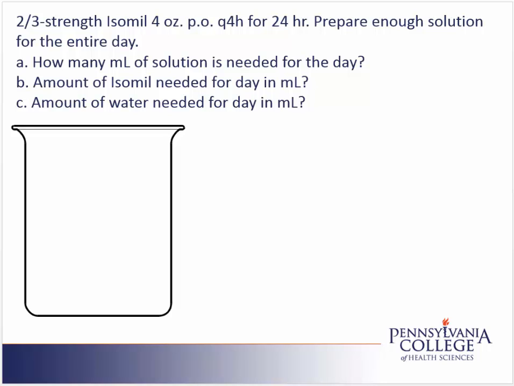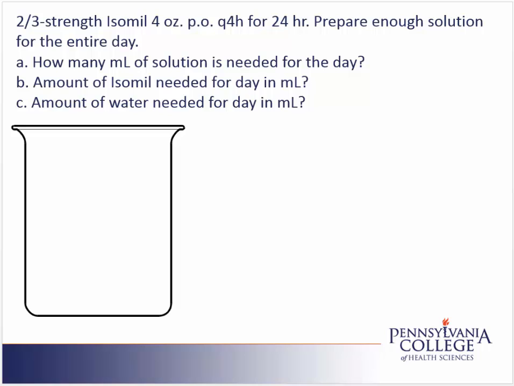We are solving a dilution problem. Our order reads 2/3 strength isomil, 4 ounces, orally every 4 hours for 24 hours. We're instructed to prepare enough solution for the entire day. Our three questions. Part A, we're to figure out the total amount.